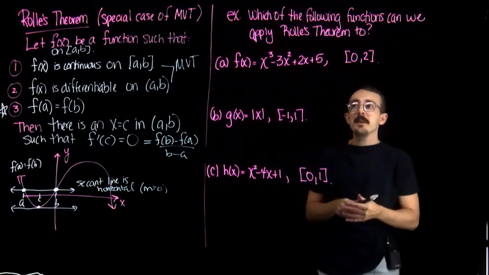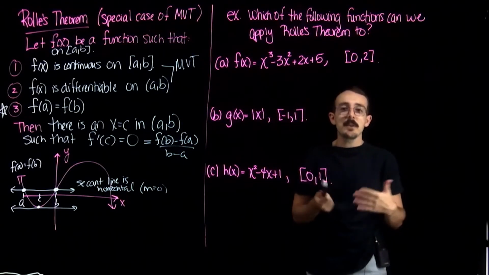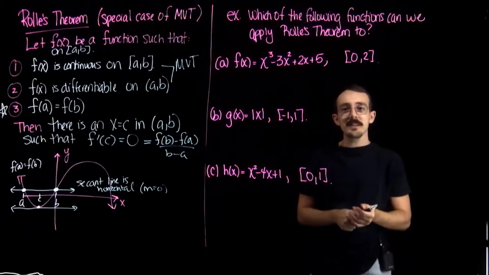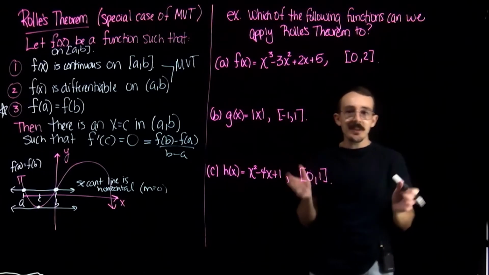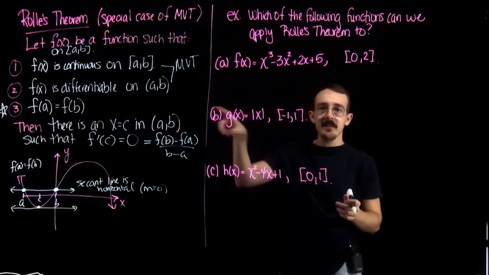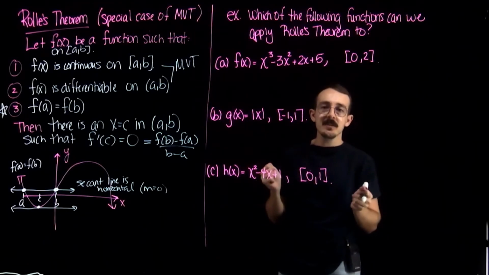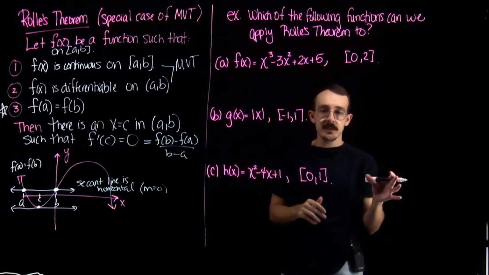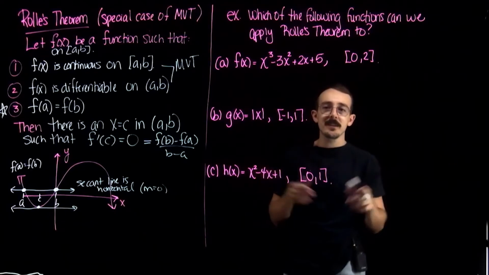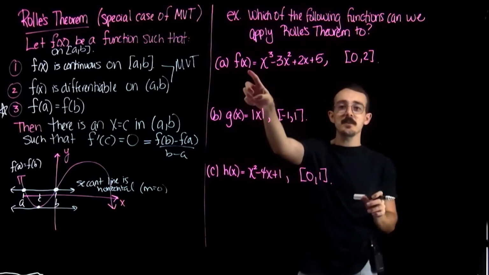Okay, so commonly you're going to be given functions and you're going to be asked if you can apply Rolle's theorem to them. So let's take a look. You need to be a detective. You need to keep all three of these conditions in mind. If any of the three conditions are not met, you cannot use Rolle's theorem. So you need to find anything that goes wrong. Let's take a look at the first one.